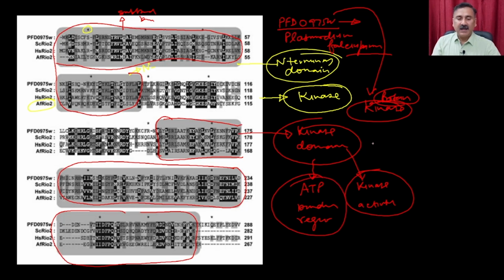Taking this into account, we can say that it is a protein kinase, but further characterization is required, because simply by bioinformatics you cannot do it. You have to do a lot of biochemical experiments. It means you have to clone this protein, overexpress this protein, and test what substrate it is going to phosphorylate.